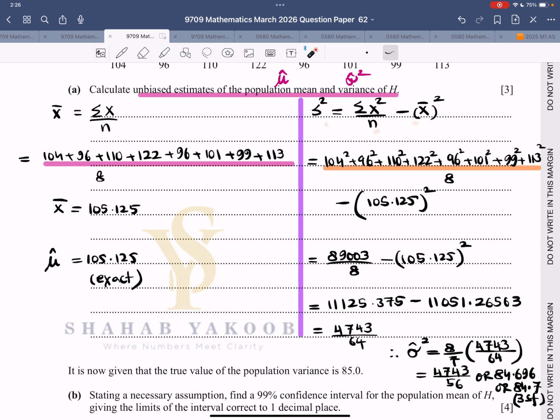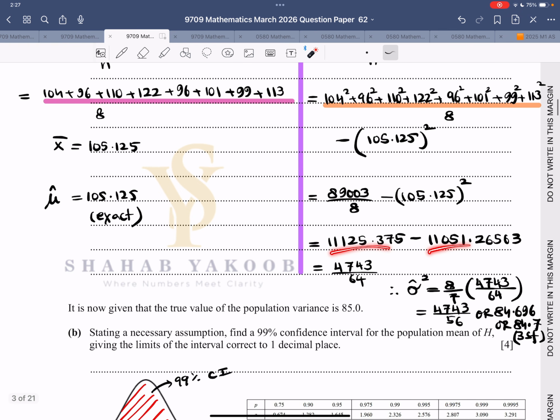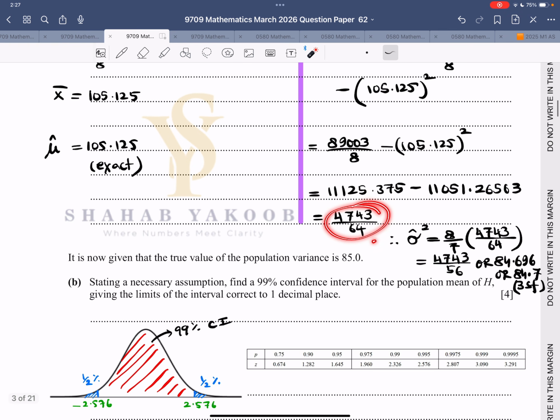That's the formula. Square each value, add it up. Don't forget to subtract the mean square. I have shown this value. I have shown even this value. The calculator is giving me an answer in the exact form. Multiply with n over n minus 1. That's the exact value. That is the 3SF value.